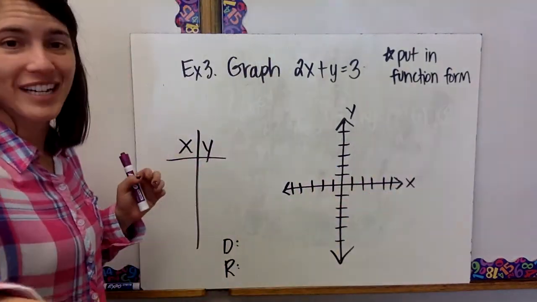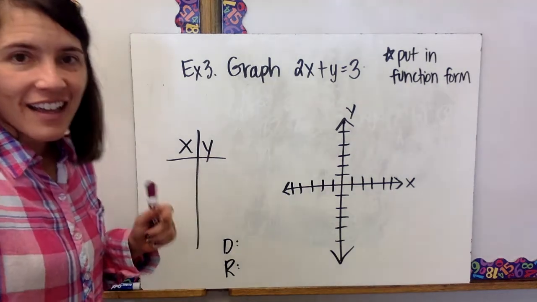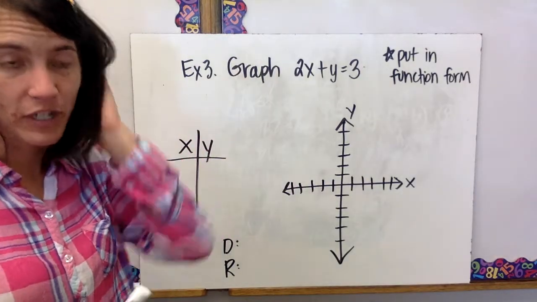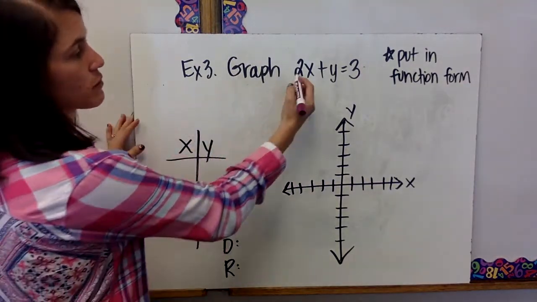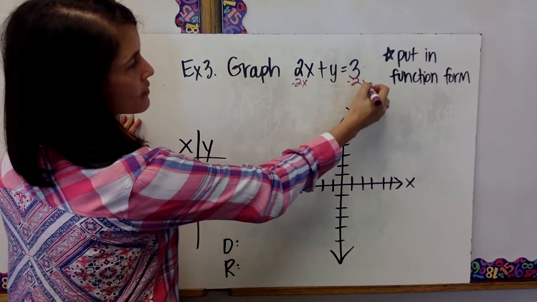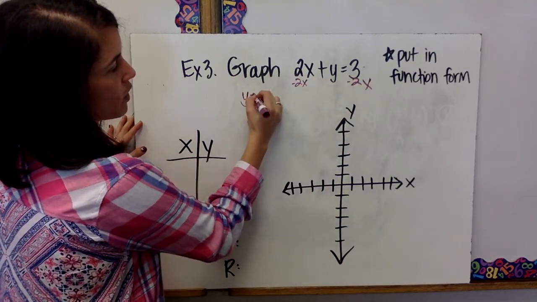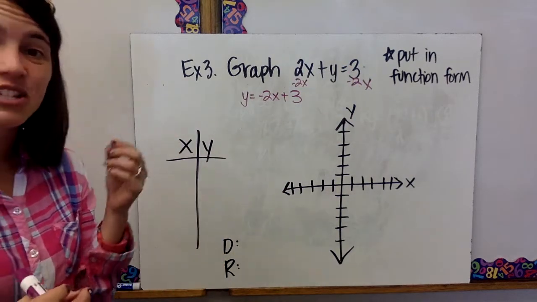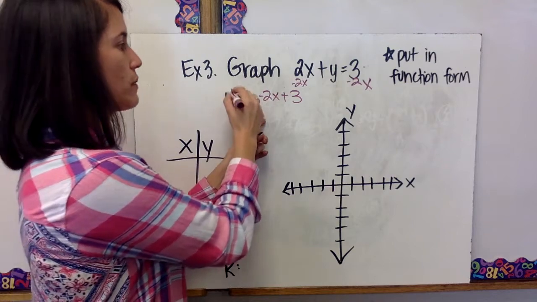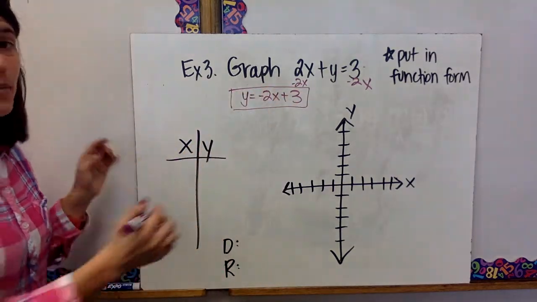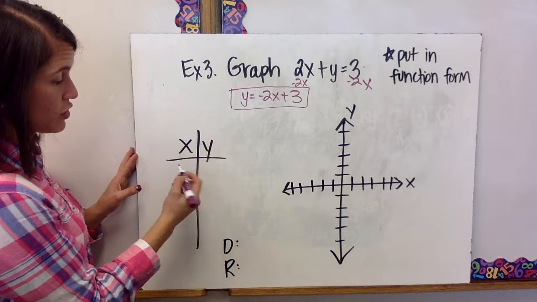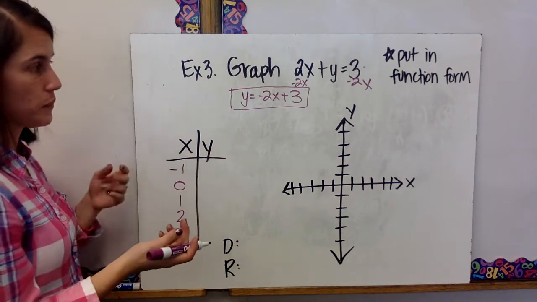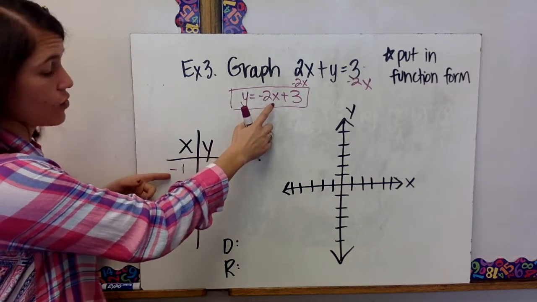All right, example 3. Graph this, but first we need to put it in function form. We've been practicing putting things in function form. I'm going to subtract my 2x from both sides, and I'm left with y equals negative 2x plus 3. Again, I want my x term to come first. Here's my function form. Now I can make my table. Since I don't have a fraction, I'm just going to use my normal negative 1, 0, 1, and 2. That's just always my go-to. I plug them into my equation.